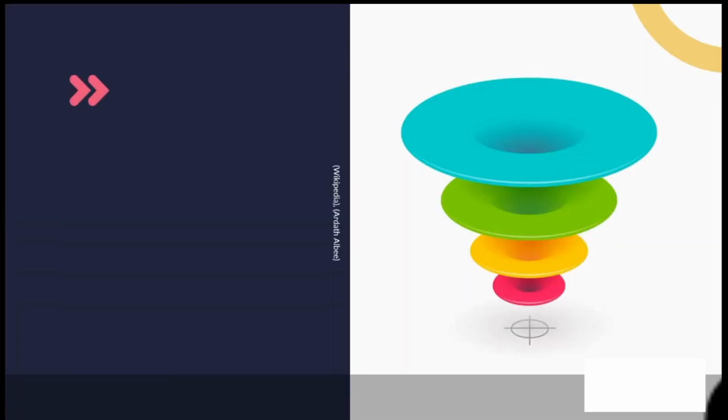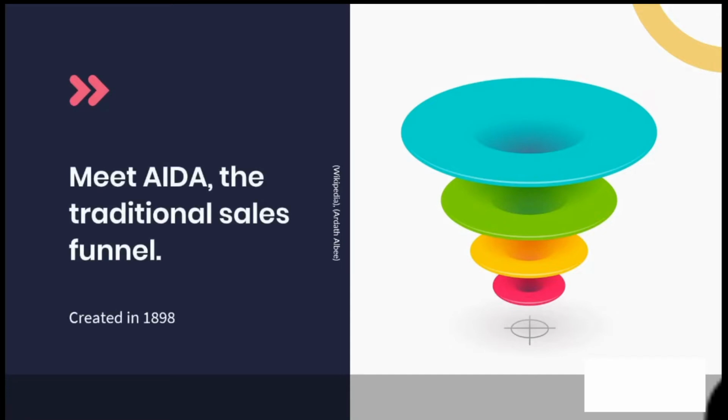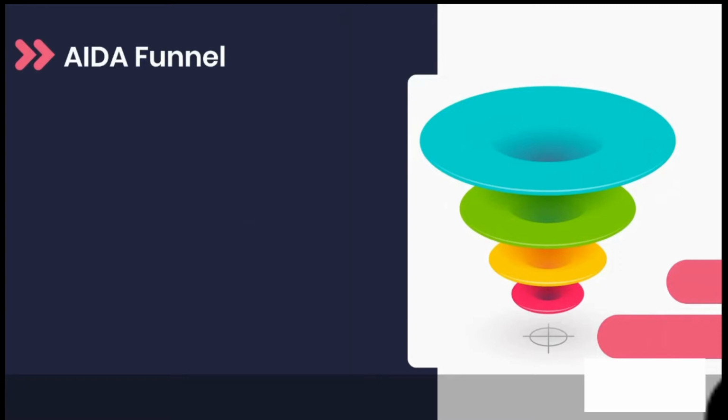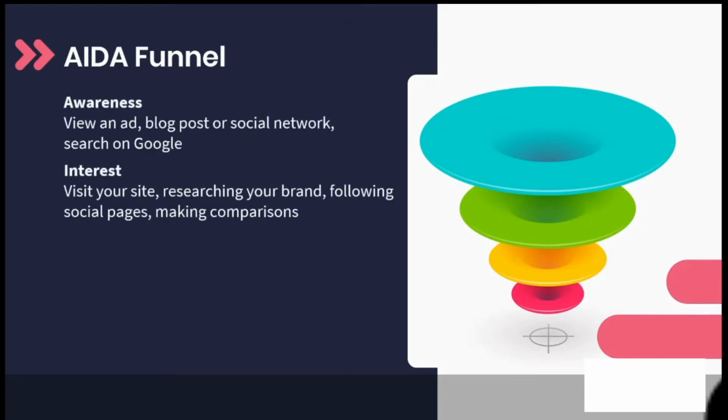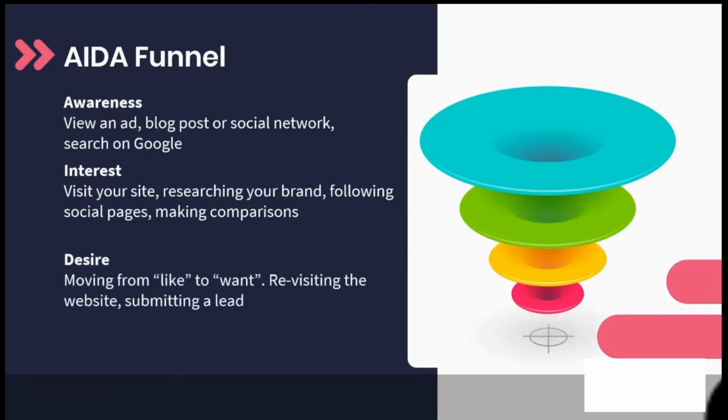First up, we have AIDA, and this is the traditional sales funnel that was created in 1898. So you can see this concept has been around for a long time, way before we had the marketing options that we do now. There are 4 stages to a sale with the AIDA model. We're going to go through them all, and then I'll explain some examples of what potential customers would do or see in each stage. Firstly, we have awareness, then we have interest, desire, and action.